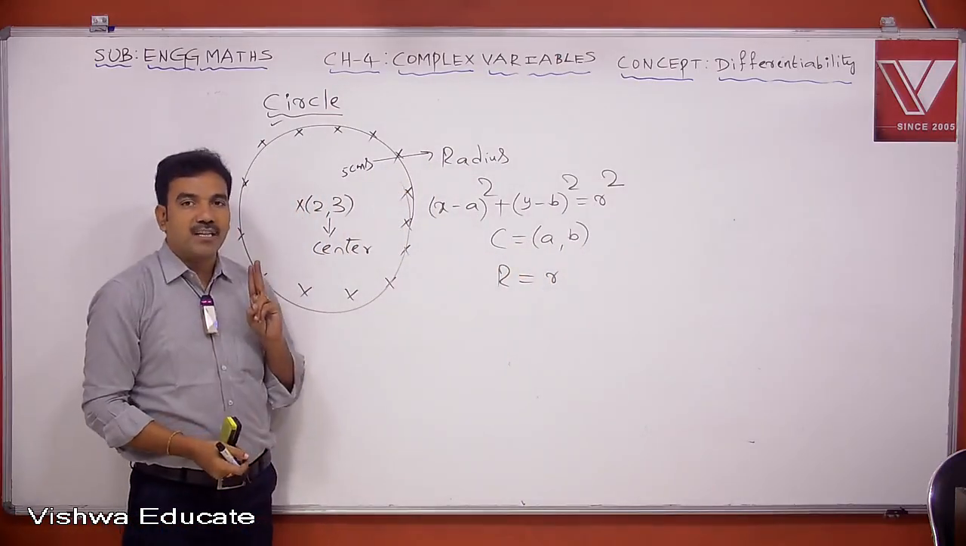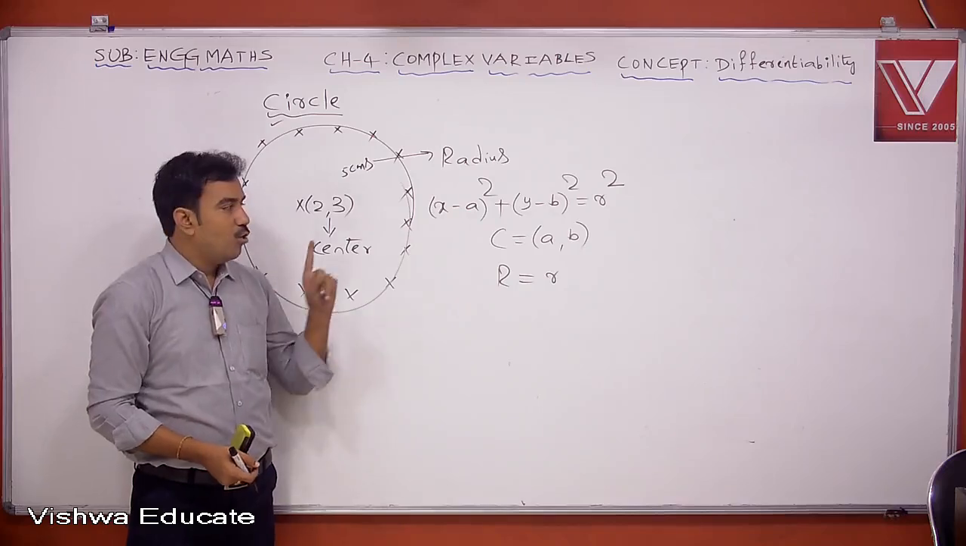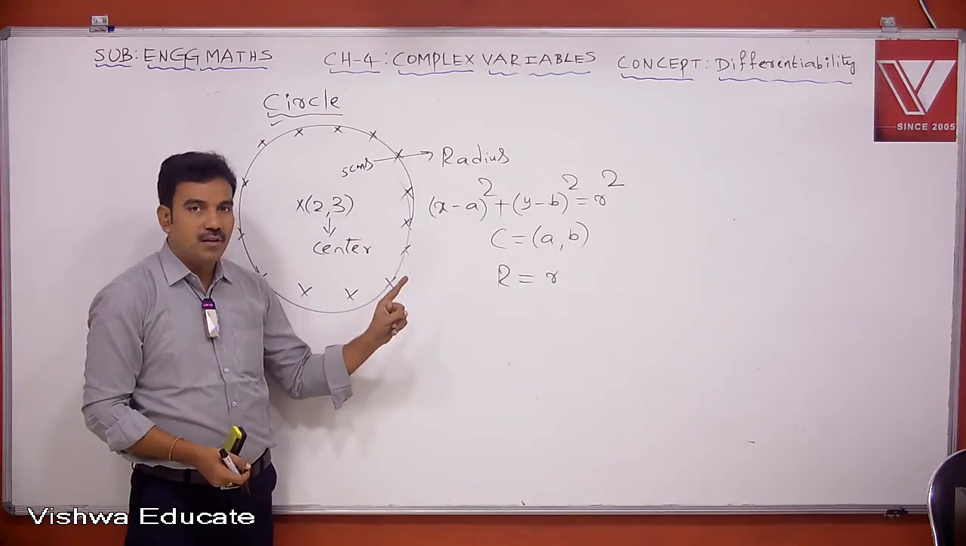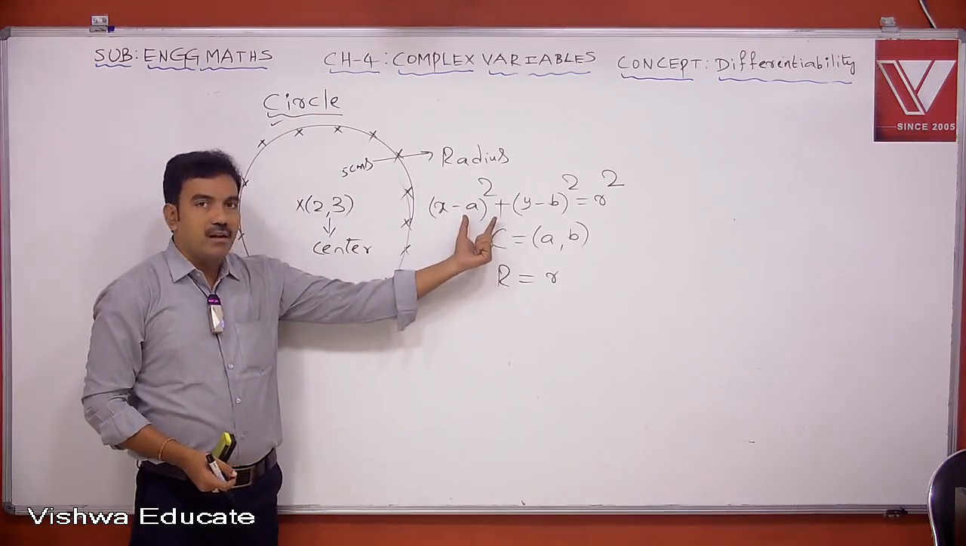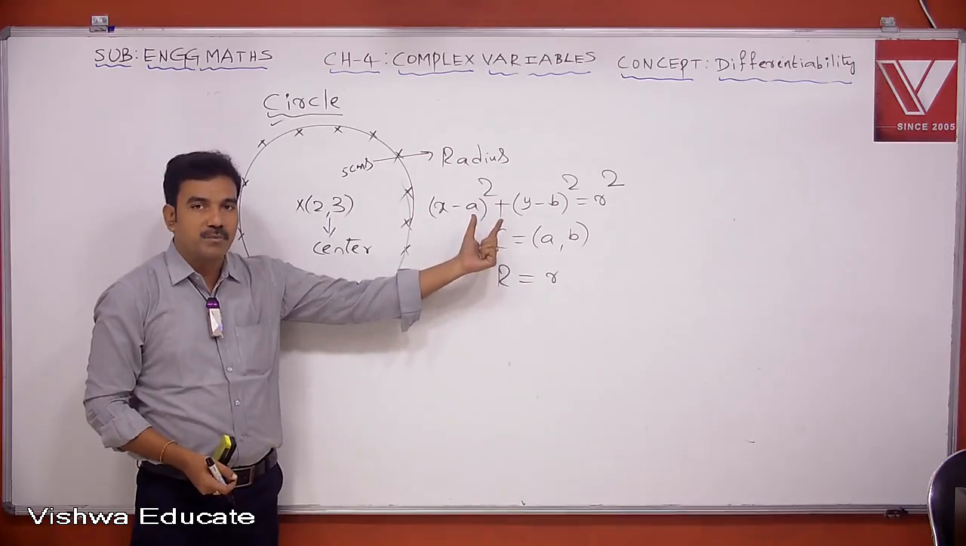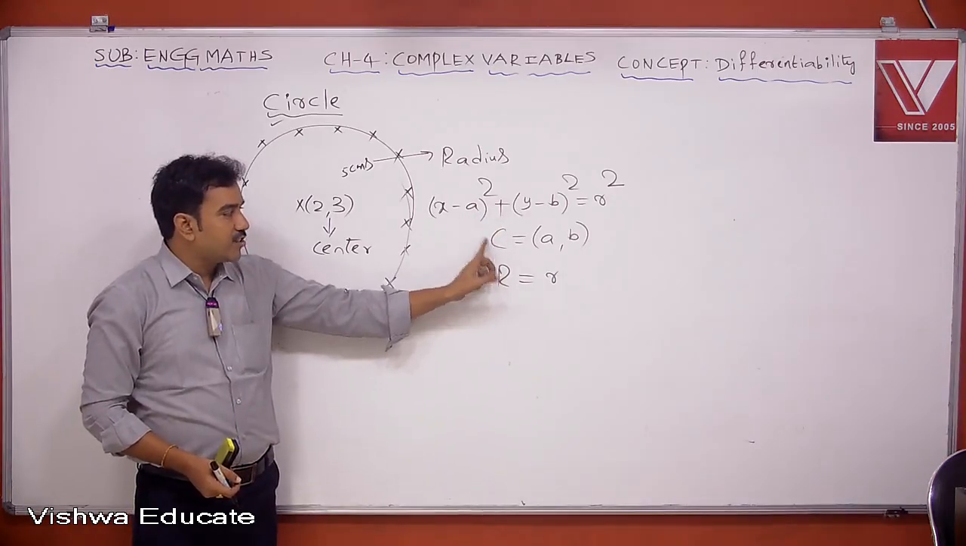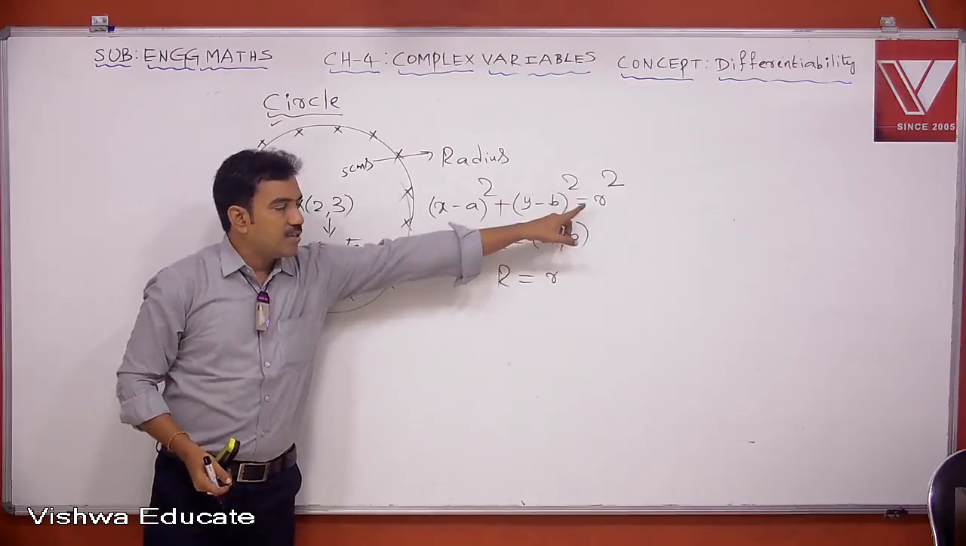Two important factors will decide the equation of a circle. One is the center, another is the radius. So when you look at this equation of a circle, (x − a)² + (y − b)², it's a circle having center (a, b) and radius equal to r.